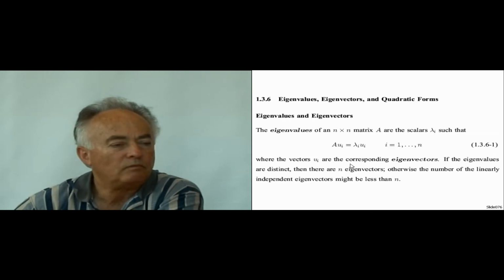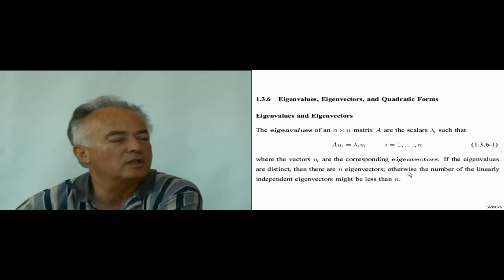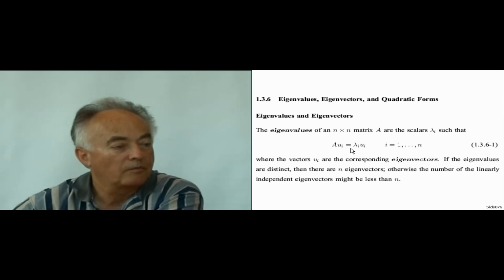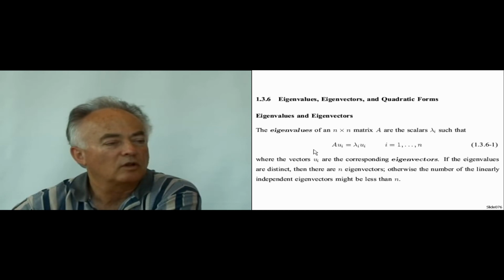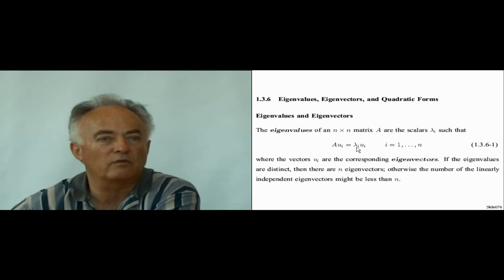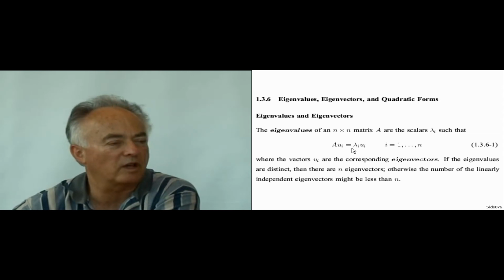Now, if the eigenvalues are distinct, you are guaranteed to have n eigenvectors. Otherwise, the number of linearly independent eigenvectors might be less than n. It turns out that there are ways of expressing this. You are not necessarily guaranteed that all the eigenvalues are distinct, for a matrix can have multiple eigenvalues.